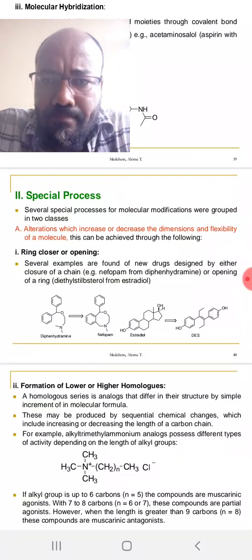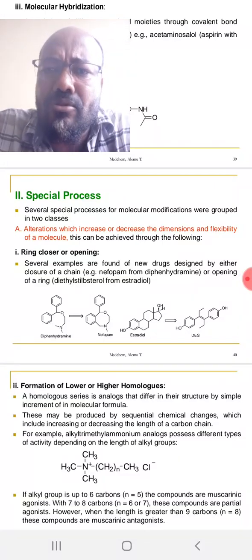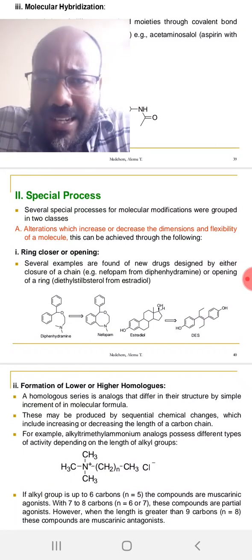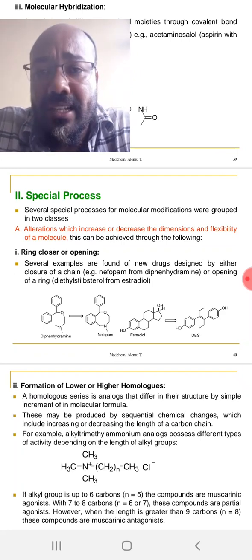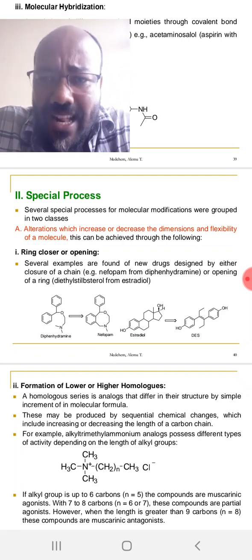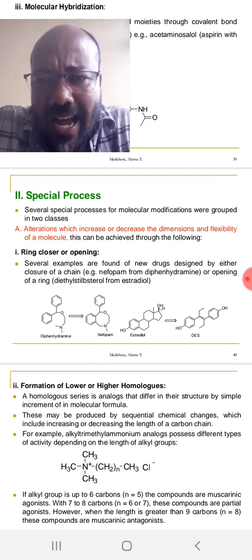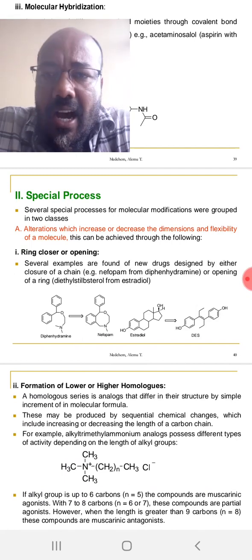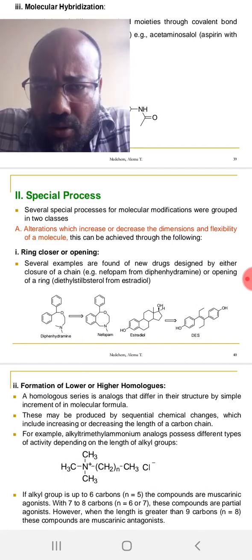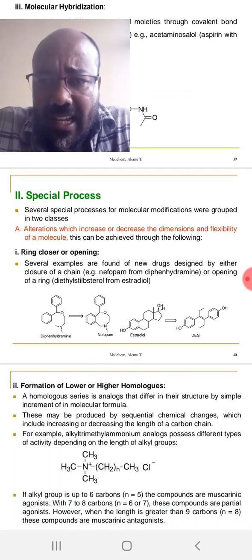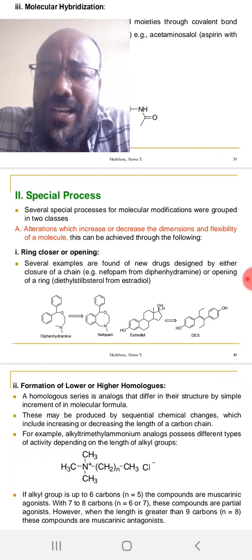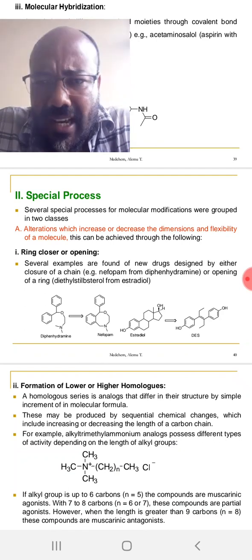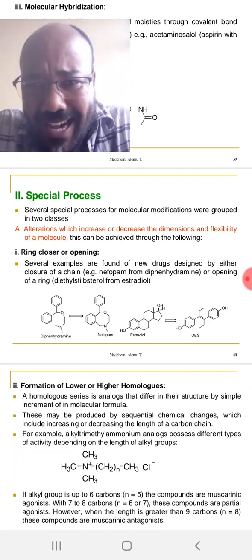Okay, welcome. Let's see the second very important approach or method that is used in drug discovery. I said for you that there are two very important methods or approaches that are used in drug discovery, mainly molecular modification. In molecular modification or association, the first one is general process. That includes molecular association or conjunction and molecular simplification or disjunction.